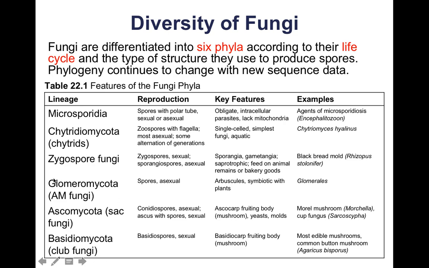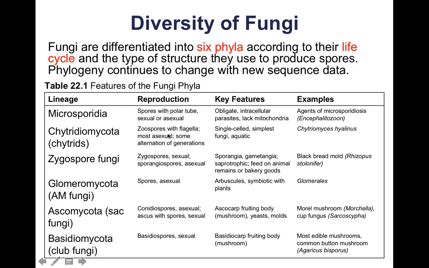And then we kind of have the traditional fungal groups that are probably going to stay where they are. The glomeromycota, which are also called the arbuscular mycorrhizal fungi. Ascomycota are sac fungi, and basidiomycota, which are the club fungi. Okay, this chart here summarizes the key features, the different types of reproduction that they have, and a few examples of it. So you want to be familiar with the key features.